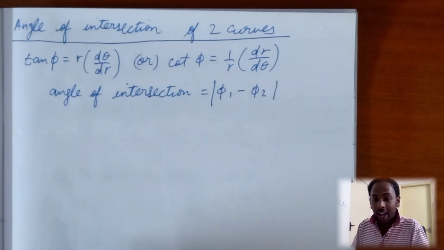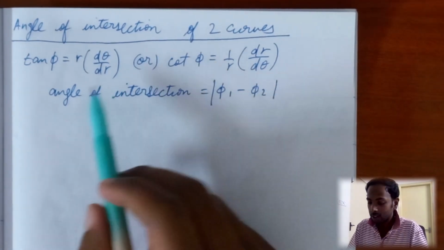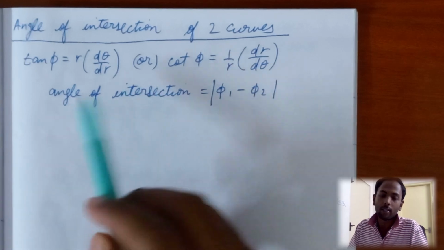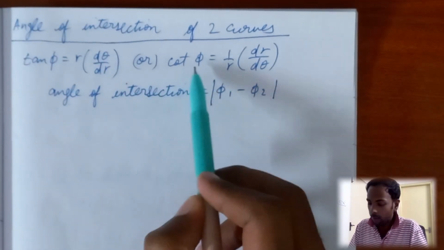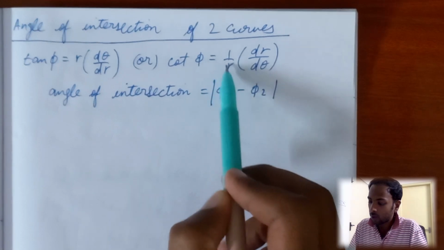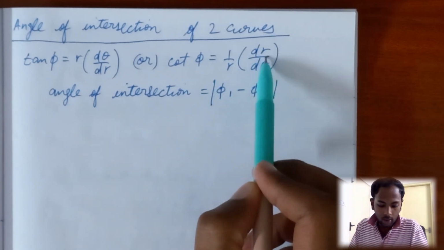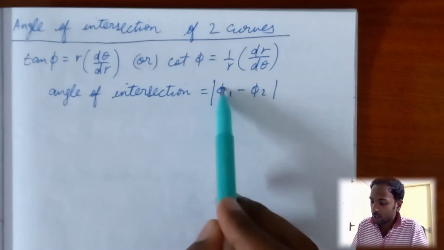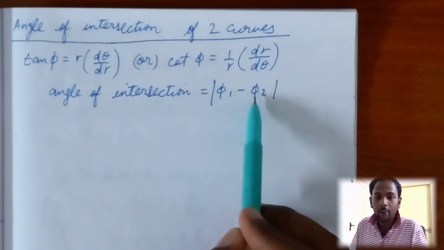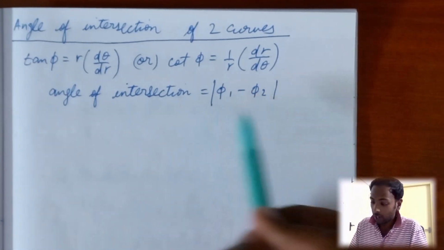In order to find the angle of intersection of two curves, these are the only formulas. Tan phi is equal to r into d theta by dr. This is one formula. The second formula is cot phi is equal to 1 by r into dr by d theta. And the angle of intersection is nothing but the mod of phi 1 minus phi 2. I'll tell you what this phi 1 and phi 2 means.